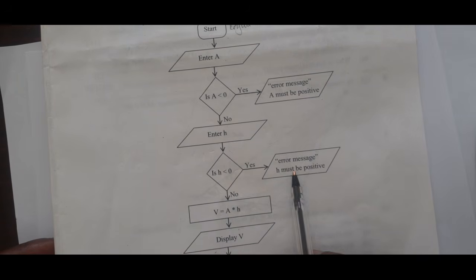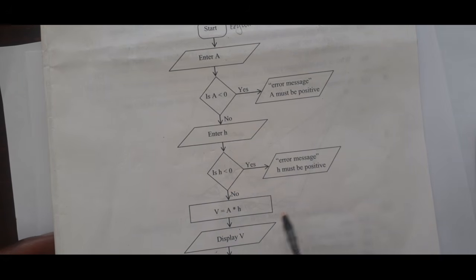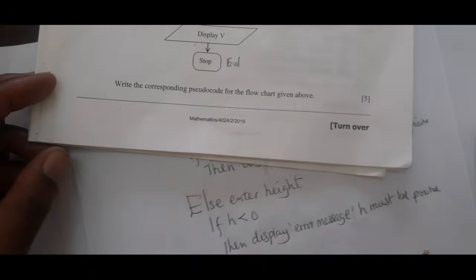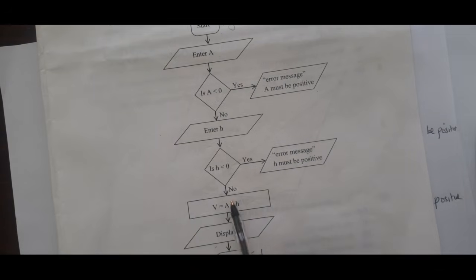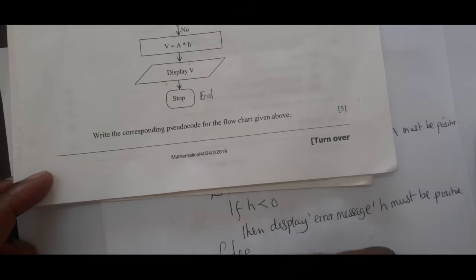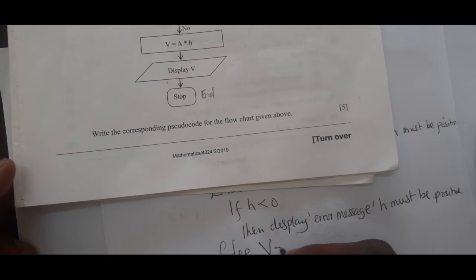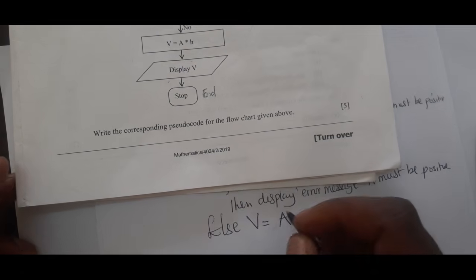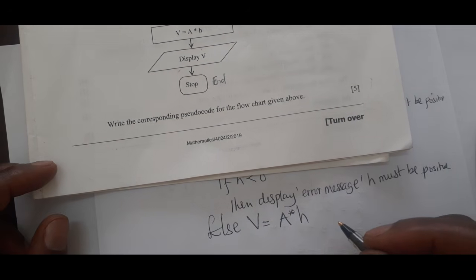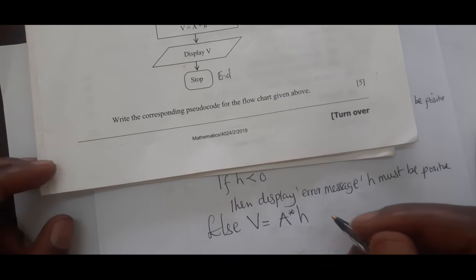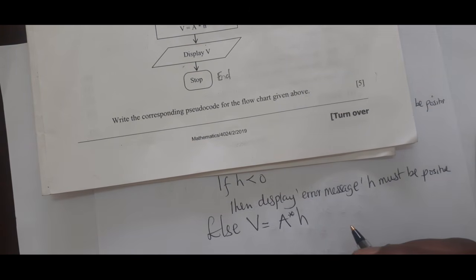Okay. This is where we are. Then we come to else. Okay? Else now. Else, what are we supposed to have? If this is not the case, then we need to work out this part, isn't it? So we're going to say now, else volume is equals to area multiplied by height. Okay? That's what we're supposed to do here.